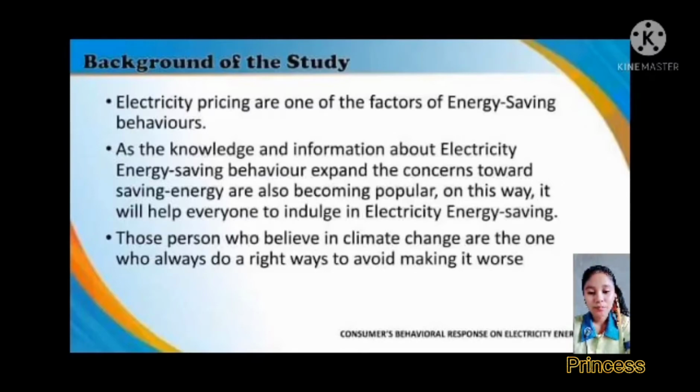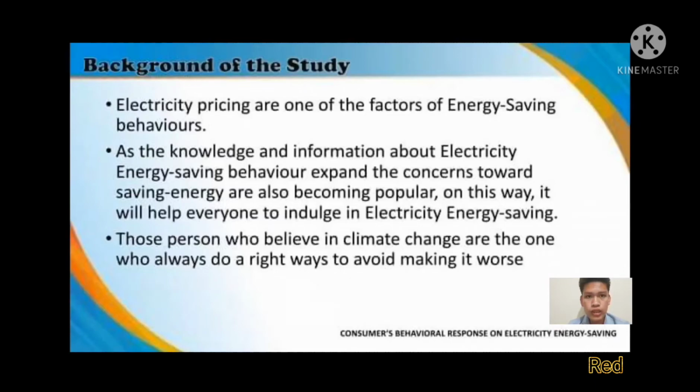Case Study Siberia. Second, as the knowledge and information about electricity energy saving behavior expand, the concern toward saving energy is also becoming popular. In this way, it will help everyone to indulge in electricity energy saving. According to Hasim Halim, education is often a medium used to promote such pro-environmental behavior, such as energy-saving behaviors, more specifically electricity energy-saving behaviors in this study. Any behavioral change is commonly attributed to knowledge, skills, and values. Studies have examined the relationship between education and behavioral change, and how education can induce pro-environmental behavior. This suggests that education plays an important role in influencing pro-environmental behavior.